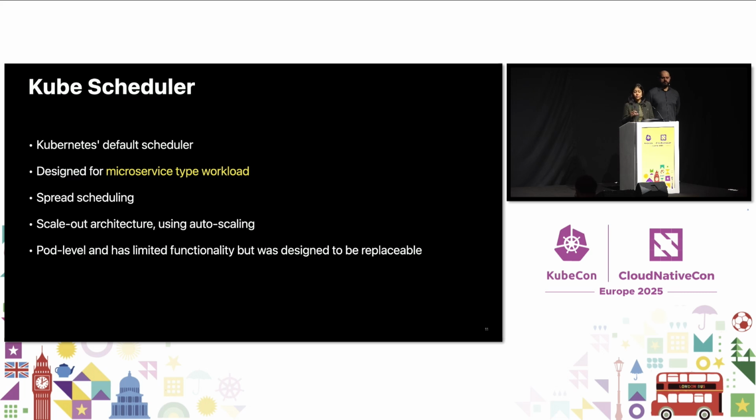It's primarily designed for microservice-type workloads, not batch data processing. And it uses a spread scheduling approach to distribute your workloads evenly across available nodes. It has a scale-out architecture with auto-scaling capabilities. It operates at pod level and has somewhat limited functionality, but it was designed to be replaceable, which becomes relevant later in our journey.